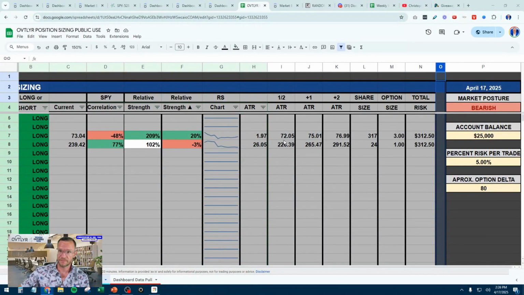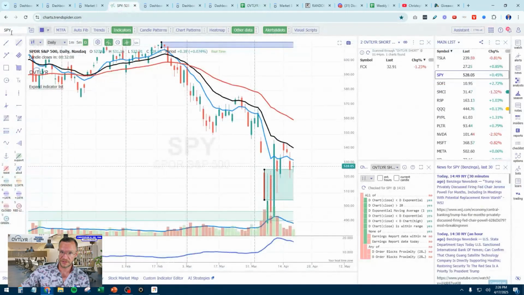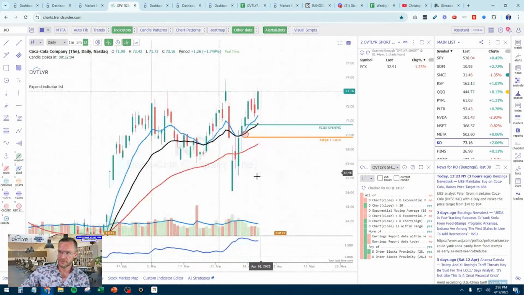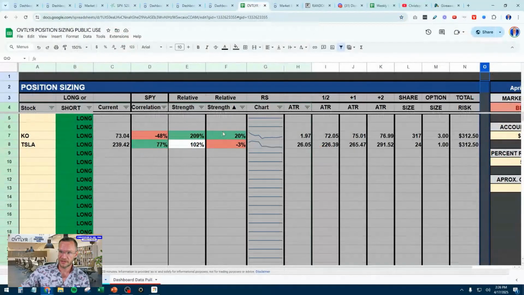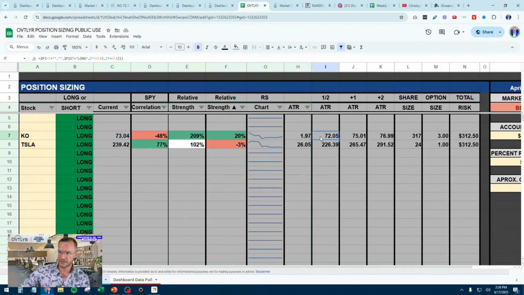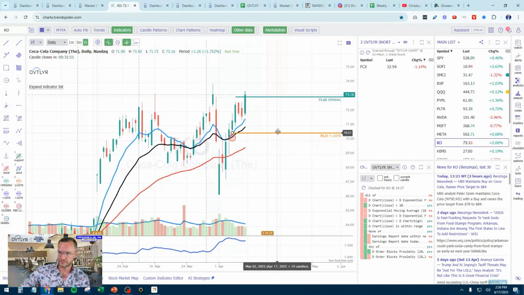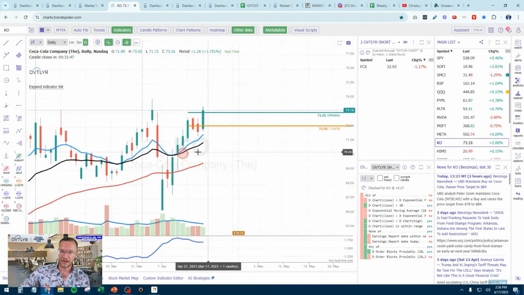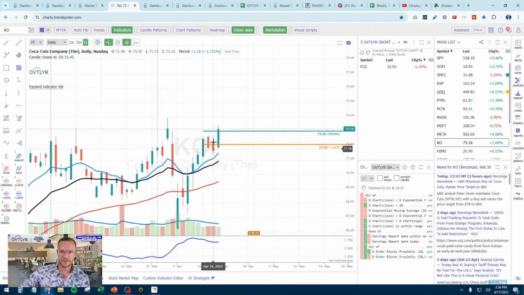Because, for example, on here, we talked about Coke. We'll continue on with Coke as an example. If we go to Coke, which is one of my saved ones here, and we get in at 73.04, give or take, and get out at 72.05, right? If that happens, it happens.